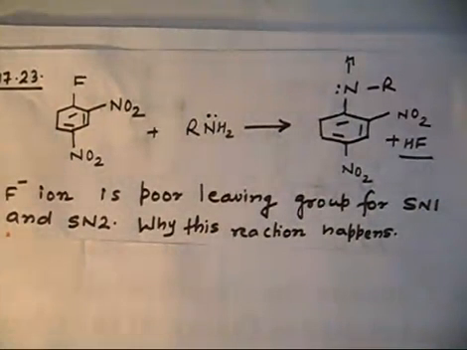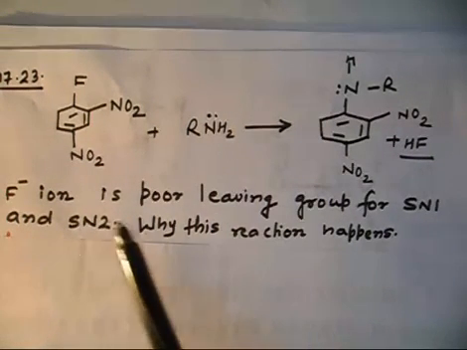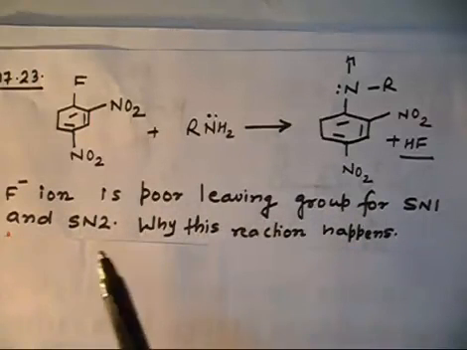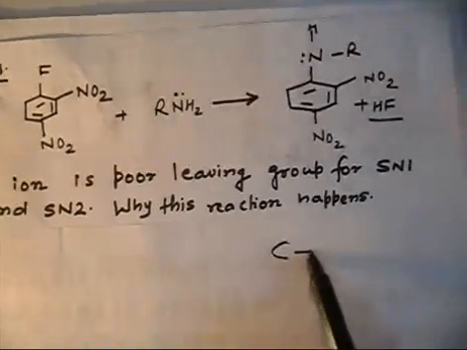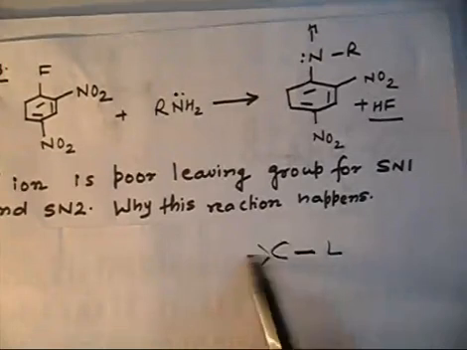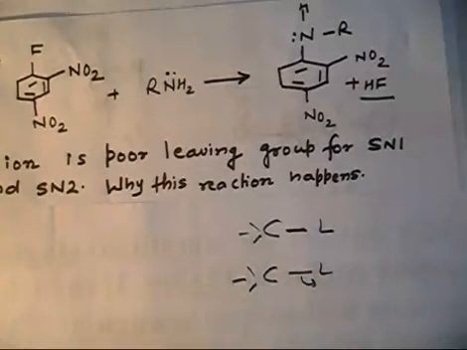Now we have said earlier that in a group, as you go down, the leaving group ability increases because the minus charge becomes more stabilized. So fluorine is not a good leaving group; chlorine, bromine, iodine are good leaving groups. So F minus is a poor leaving group for SN1 and SN2 reactions. If you remember, in SN1 the bond between carbon and leaving group breaks. Even in SN2, carbon and leaving group break. In both cases there is a breaking of the carbon and leaving group bond.